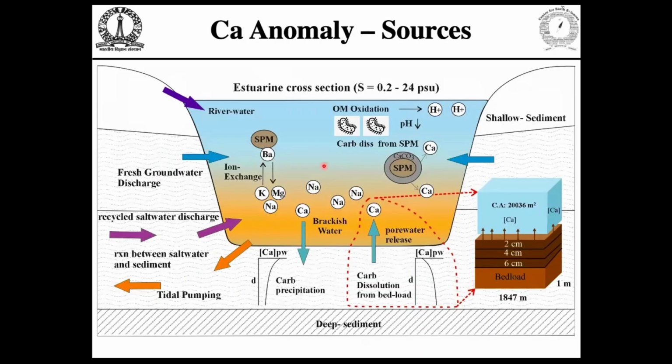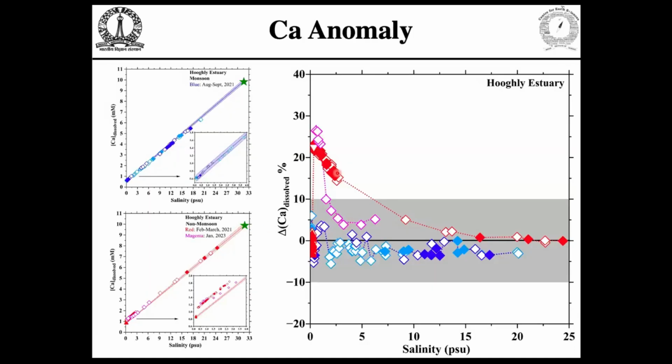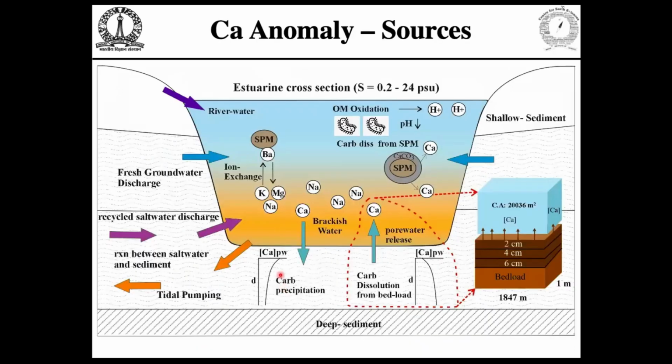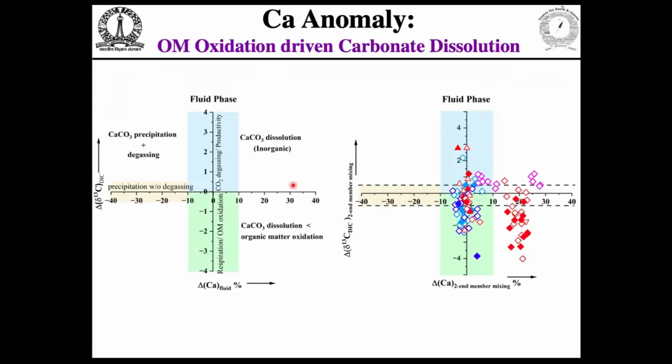Now, we have talked about what can be the sources of these calcium anomalies. We can have fresh groundwater discharge which carries calcium with it. We can have recycled seawater discharge which carries calcium with it. Now remember, if you have recycled seawater discharge, your salinity should go up, so it should not lead to an anomalous value with respect to salinity. We can have dissolution of the calcium carbonate which is coating the SPM, or we can have dissolution of calcium carbonate in the bed sediment which is already sitting there. So we are going through the process of eliminating the improbable sources of calcium to river water, and then we're going to zero in on the probable sources of calcium to seawater.